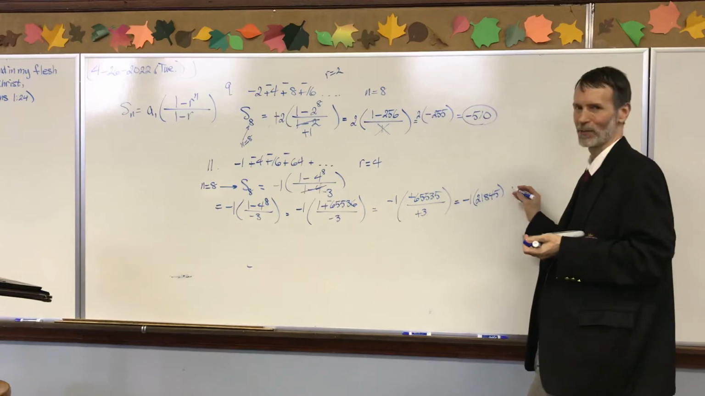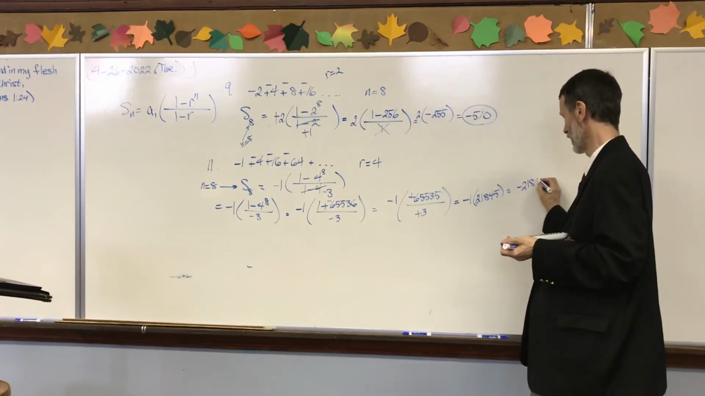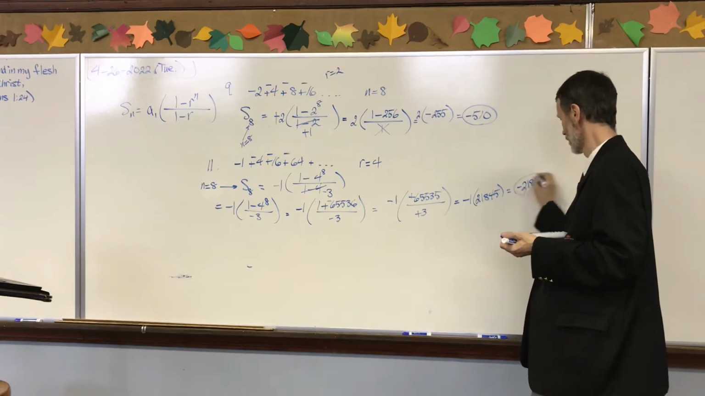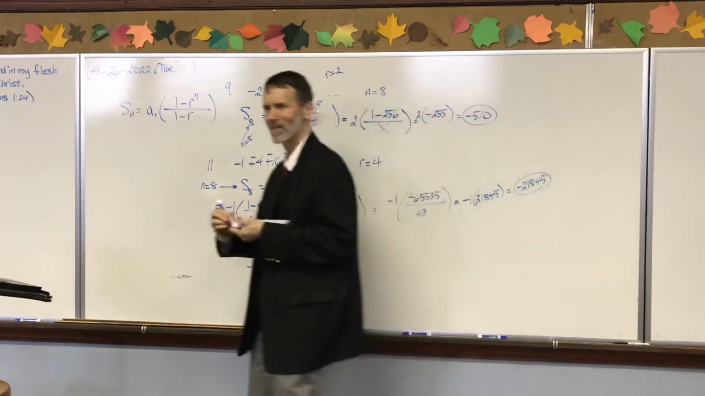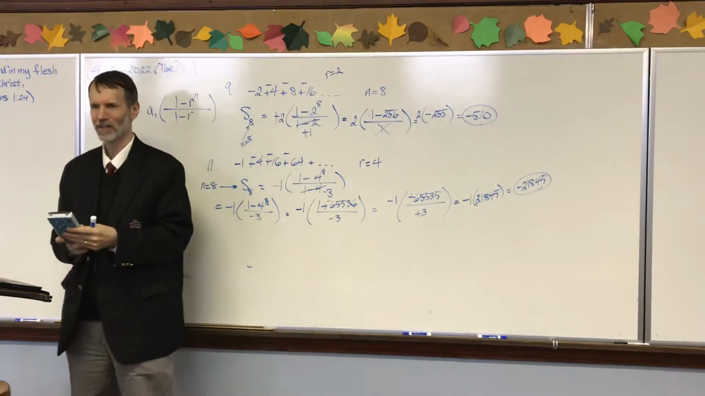It's not too hard at this point. Negative 21845. Yeah, negative 21845. That's it. That make sense? Next. Any others you want to see?